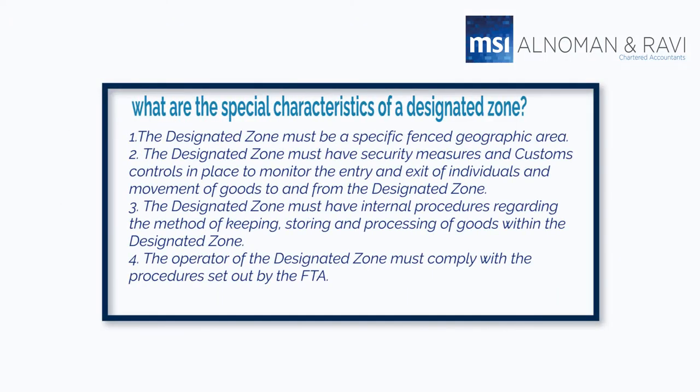So what makes certain free zones special to be considered as designated zones? The designated zone must be in a specific fenced geographic area. The designated zone must have security measures and customs control in place to monitor the entry and exit of individuals and the movement of goods from the designated zone. The designated zone must have internal procedures regarding the method of keeping, storing, and processing of goods within the designated zone. The operator of the designated zone must comply with the procedures set out by the FTA.